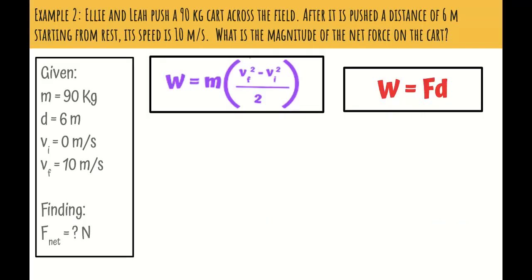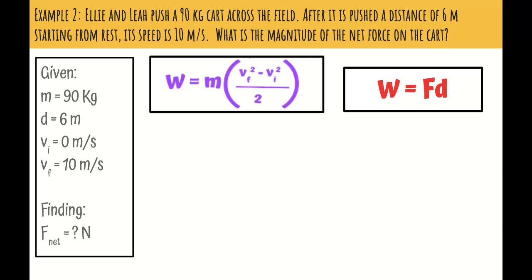Example of this, we have Ellie and Leah pushing a 90-kilogram cart across the field. After it is pushed a distance of 6 meters, starting from rest, its speed is 10 meters per second. What is the magnitude of the net force on the cart? If you have all of this information, we're trying to find the net force. We know that we're going to have to eventually use this red formula because it has force in it, and the purple one does not.